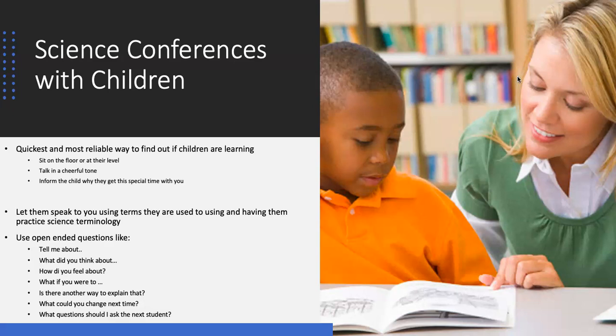Let them speak to you using terms they are used to using and have them practice science terminology. So be like, oh, what's the right term for that again? Do you remember? And use open-ended questions like, tell me about. What did you think about? How did you feel about? What if you were to? Is there another way to explain that? What could you change next time? And what questions should I ask the next student when I talk to them about what we're learning today?